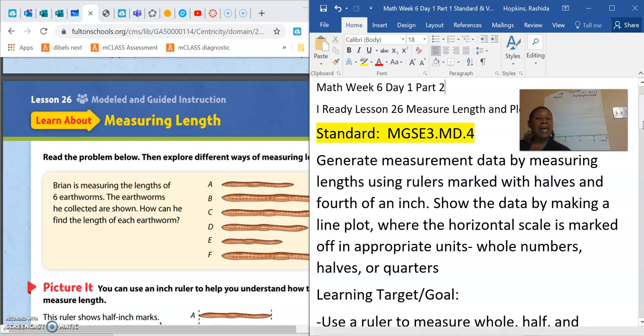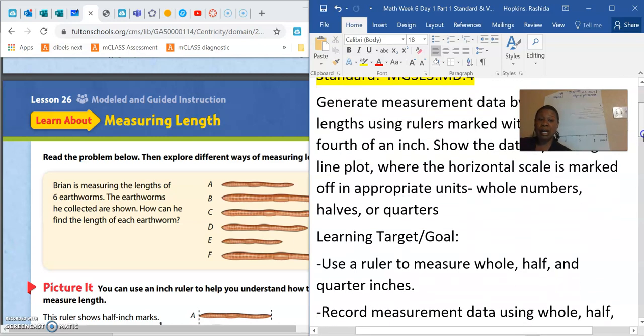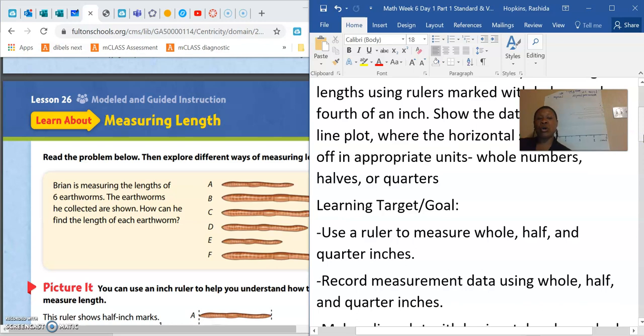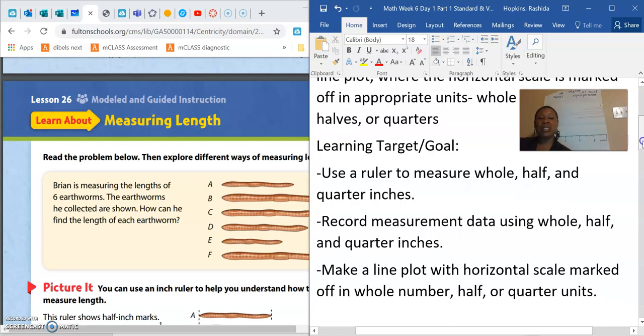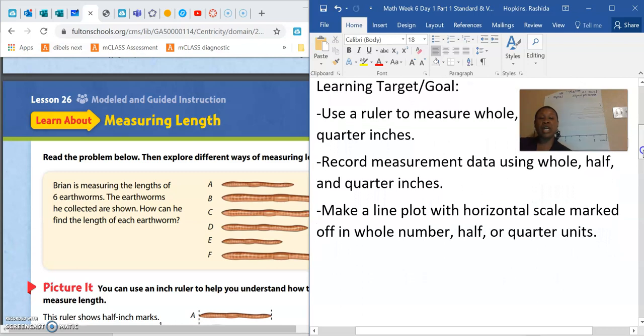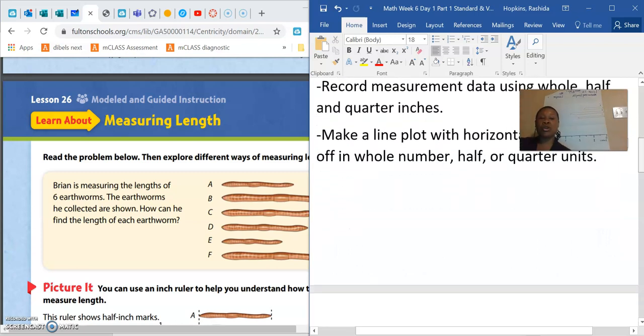Show the data by making a line plot where the horizontal scale is marked off in appropriate units: whole numbers, halves, and quarters. Your learning goal and target today is to use a ruler to measure whole, half, and quarter inches. Record measurement data using whole, half, and quarter inches. Make a line plot with a horizontal scale marked off in whole numbers, halves, or quarter units.